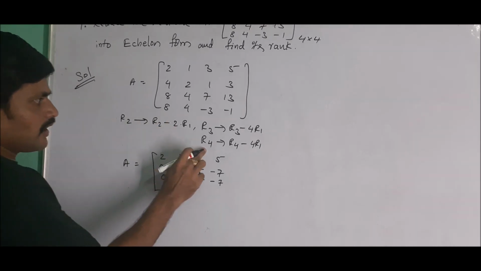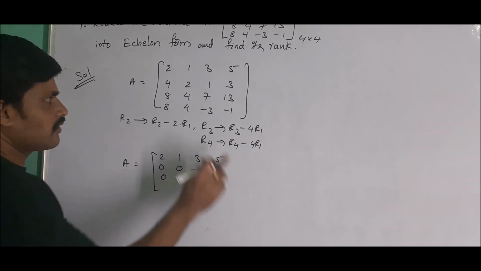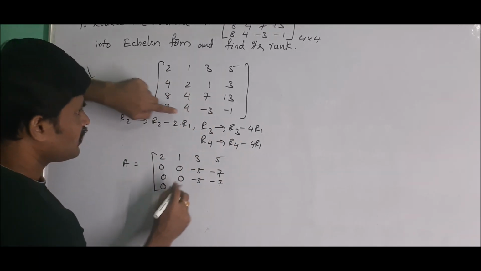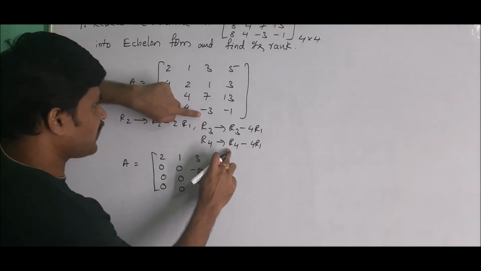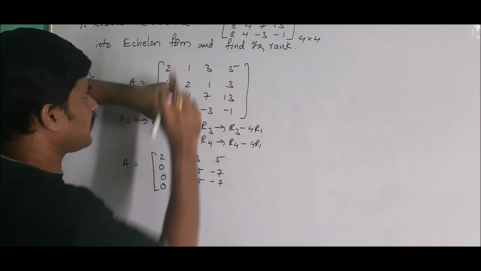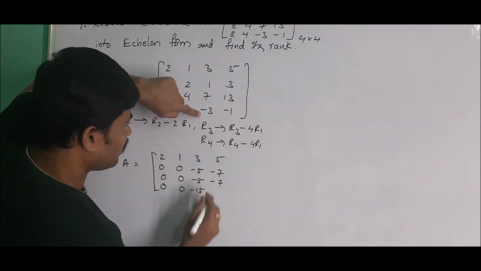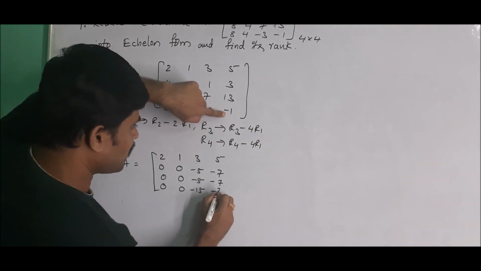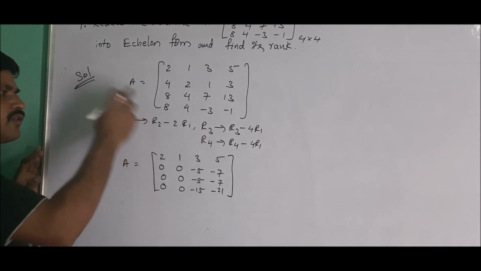Similarly, using the third operation, that is R4 changes, R4 minus 4R1. R4: 8 minus 4 into 2, 8 minus 8, 0. Next, 4 minus 4 into 1, 4 minus 4 is also 0. Minus 3, minus 4 into 3, minus 12. So, minus 3 minus 12, minus 15. Similarly, minus 1 minus 4 into 5, minus 20. That is minus 21. So, this is the elementary matrix of the given matrix.